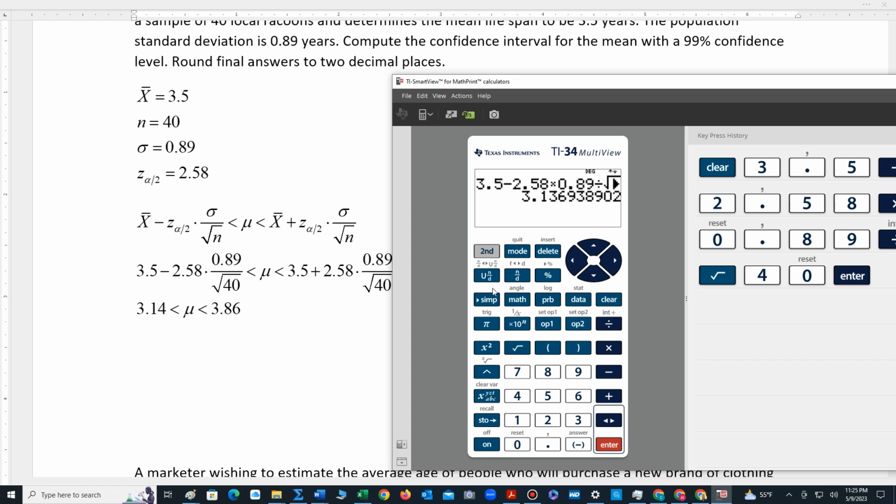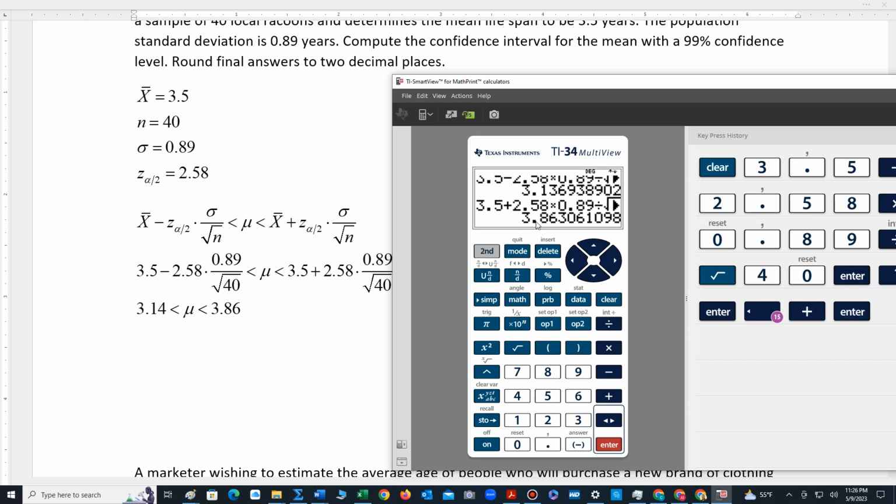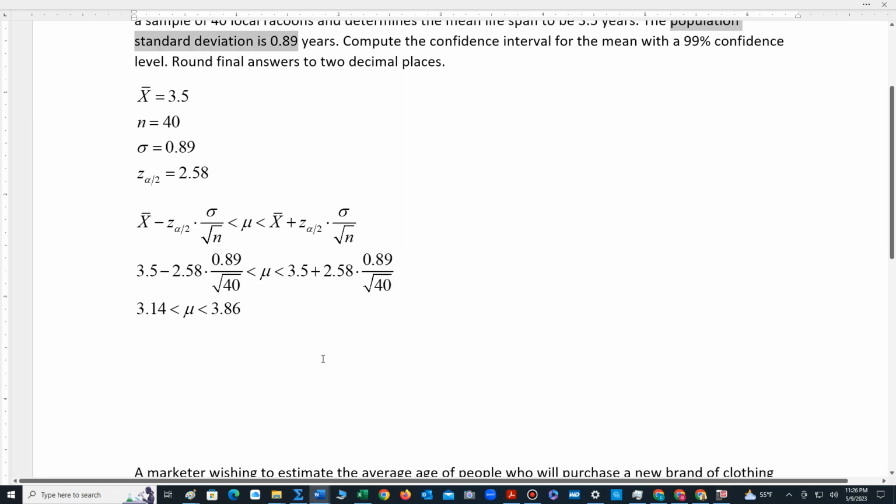And then we repeat the calculation. What I typically do is I just come up, I highlight the equation, I press enter, and then instead of having to retype everything, I just replace the minus with the plus. And so the right endpoint is 3.86, and that's going to round to 3.86. So the range of values is from 3.14 to 3.86 years.